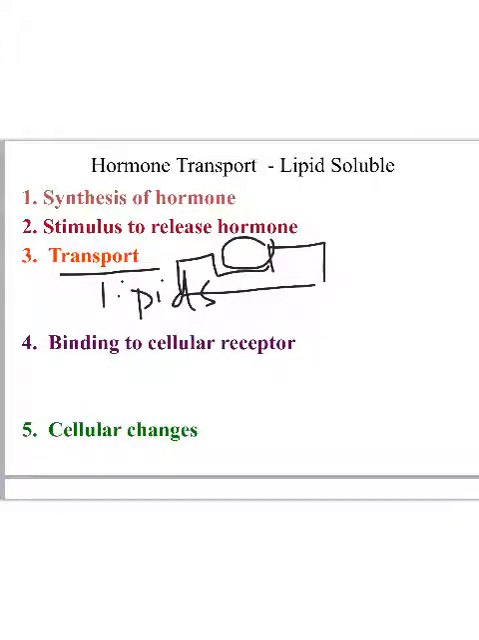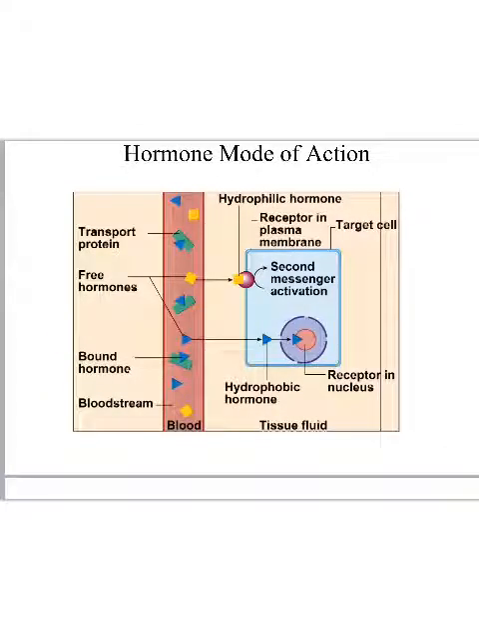Okay, but when they get to the cell, they can bind to a cellular receptor, and they could actually go through the cell membrane. If it's bound to a receptor or to a carrier, it also prolongs the half-life, so it can exist longer. Then we're going to talk about binding to the receptors and cell changes.